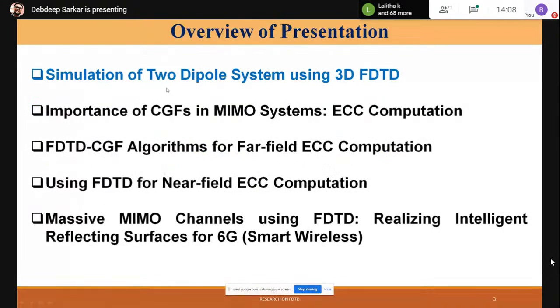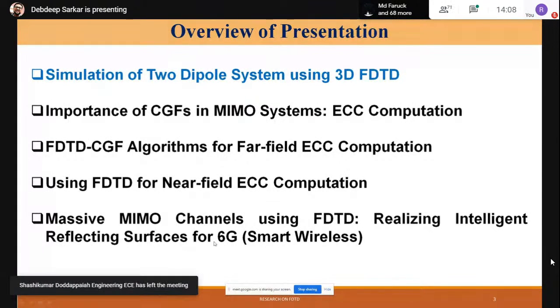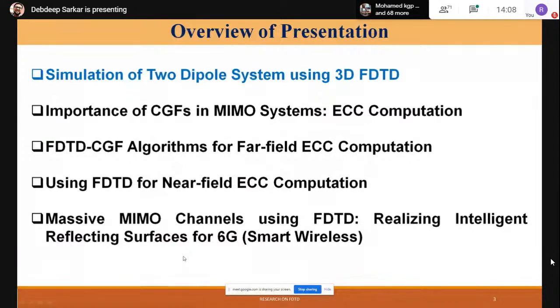I'll start by showing the simulation of a very basic system consisting of two dipoles. In that case we have to go to the 3D situation, because now we are going to have a full free space kind of propagation, so we need to go to the three-dimensional view of the system. And then I will illustrate a little bit. There is no need to be intimidated about all these things. I'll mostly discuss the concepts, like how I use that. There will not be too much mathematical rigor in today's lecture.